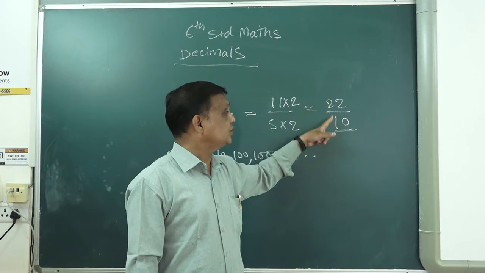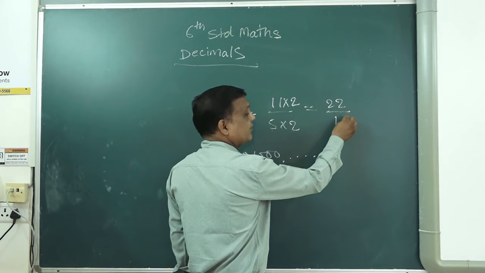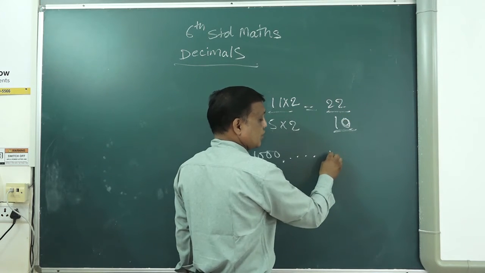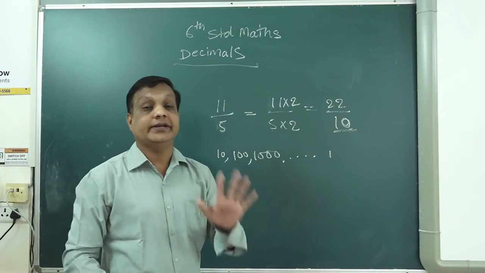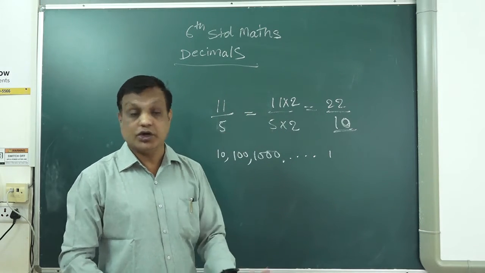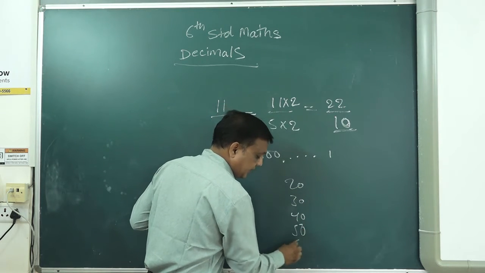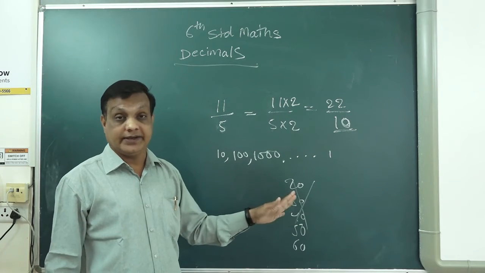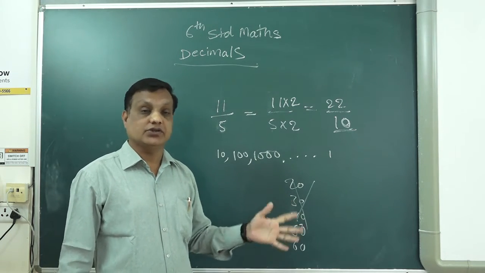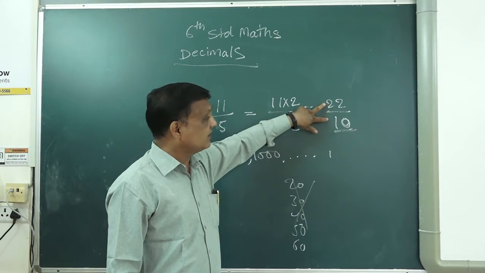Now this fraction you can convert into a decimal. The denominator should be 10, 100, 1000, 10,000, and so on, not 20, 30, 40, 50, 60. So what numbers should be there? 10, 100, 1000, 10,000. Now here we have 10, so this number you can convert into the decimal.